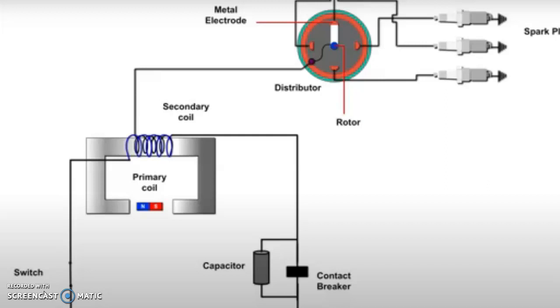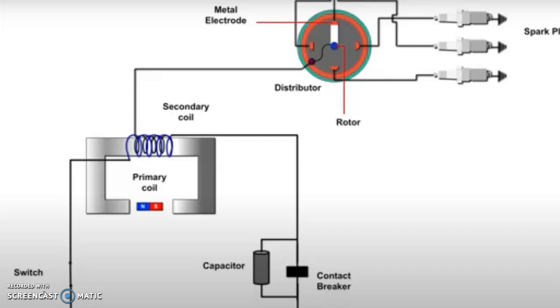The diagram of the 4-cylinder magneto ignition system is shown on the screen. The difference between the battery and the magneto ignition system is that in the battery ignition system we have a battery, so we directly take the current from there and raise it with the help of a transformer. But in the magneto ignition system, we have to generate the current by using a magneto, which works on a rotary basis.